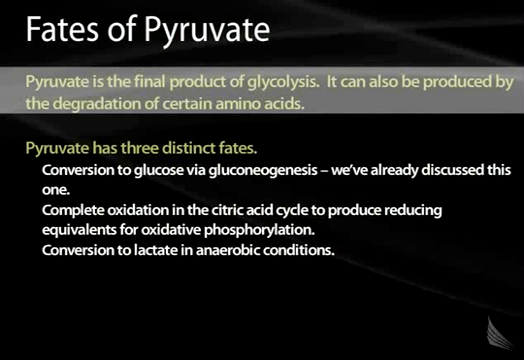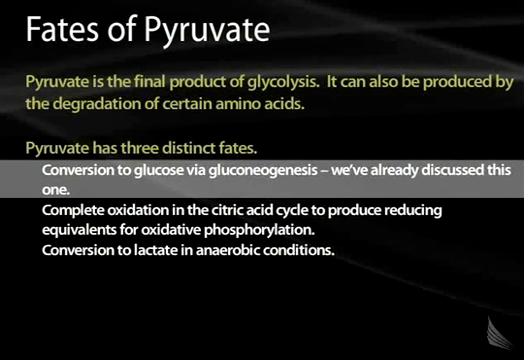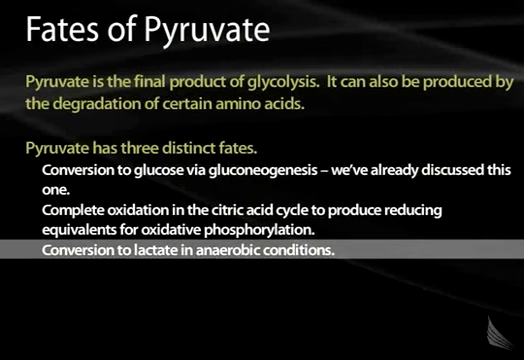Now once we've produced a molecule of pyruvate, it can have one of three possible fates. One is that pyruvate can be converted to glucose via gluconeogenesis, and we talked about this already when we discussed gluconeogenesis. The other thing that can happen to pyruvate is it can be completely oxidized in the citric acid cycle to produce reducing equivalents that are used in oxidative phosphorylation to produce ATP. We'll discuss that in a separate section. The other thing that can happen to pyruvate is it can be converted to lactate, and this happens in anaerobic conditions. Let's talk about what happens under aerobic conditions first.